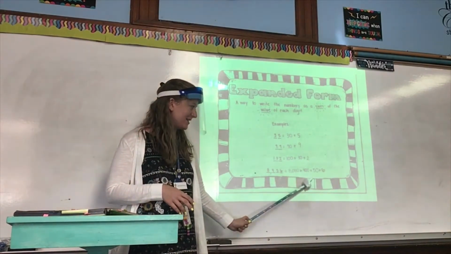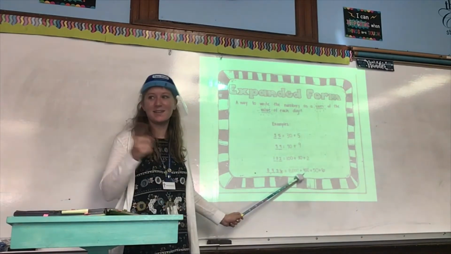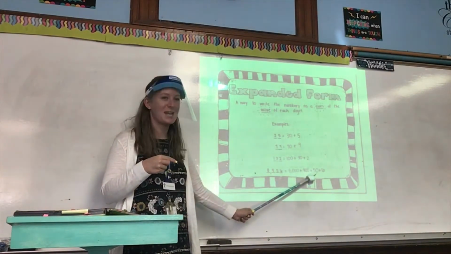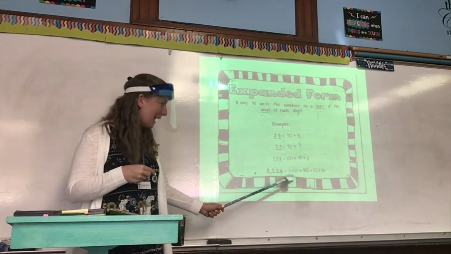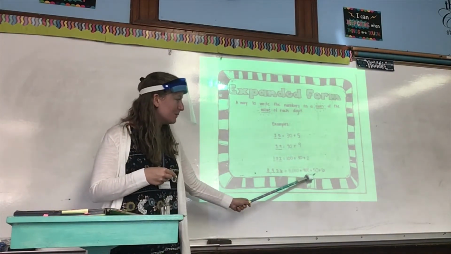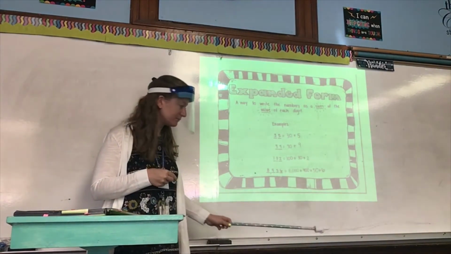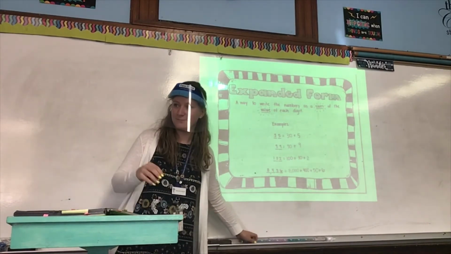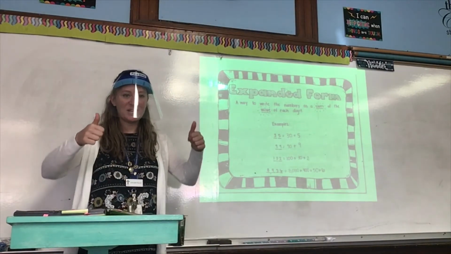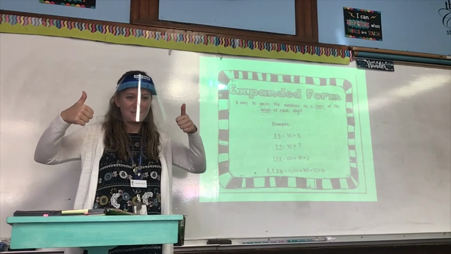Sorry, 400. I did the same thing as Cullen. I just did the opposite. She went one place down. I went one place up. Sorry. 8,000 plus 400 plus 50 plus 6. So see, we all make mistakes. Okay, everybody good on expanded form. We're going to talk about it even more in a minute.